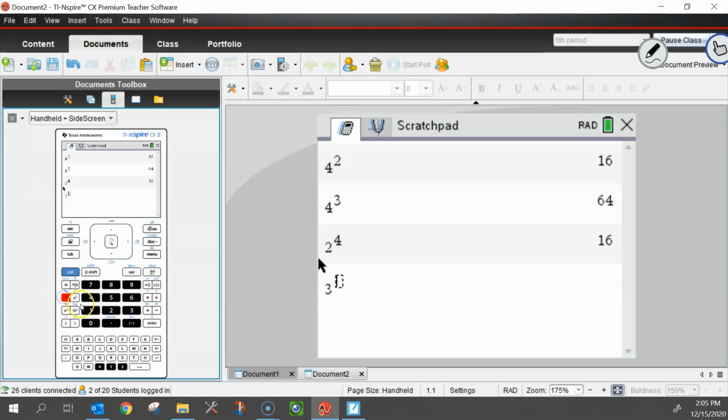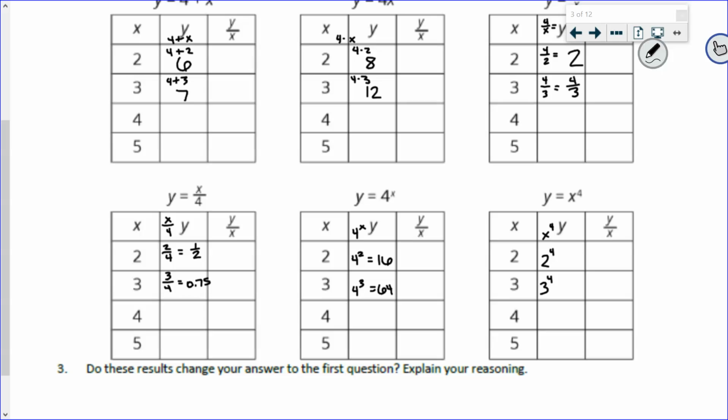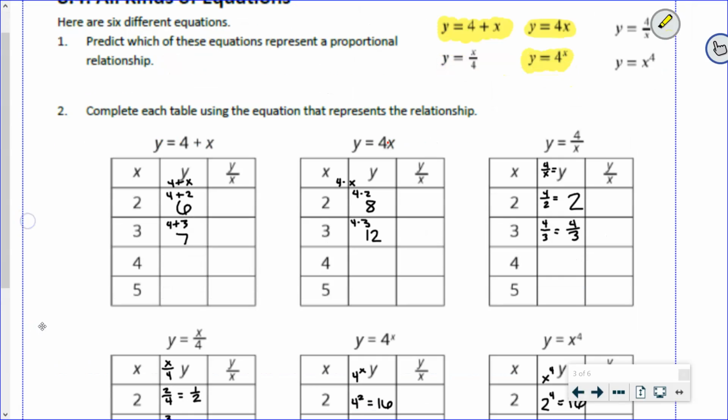3 to the fourth power, 81. Why? Think about it. This means 3 times 3 times 3 times 3. This means 4 times 4 times 4. Are they different? Yeah, they are. So 2 to the fourth power is equal to 16, and 3 to the fourth power is equal to 81. All right.